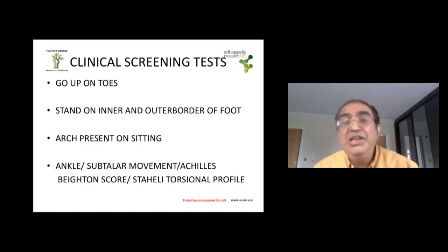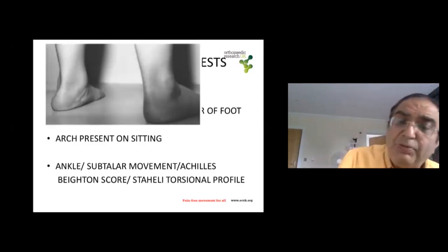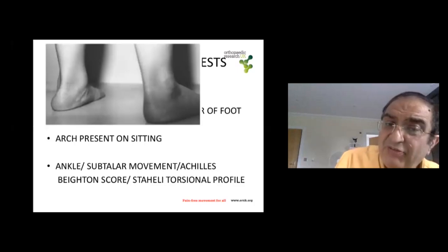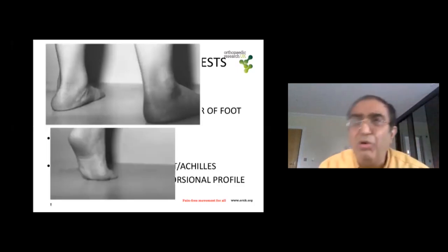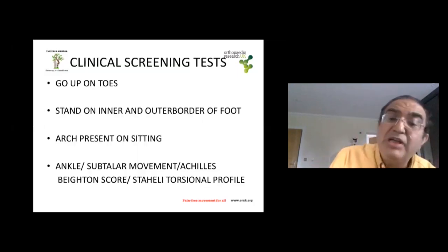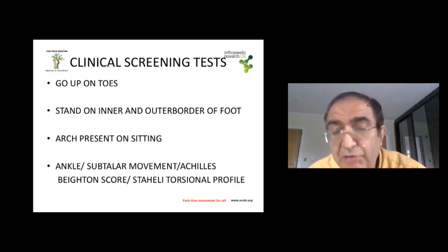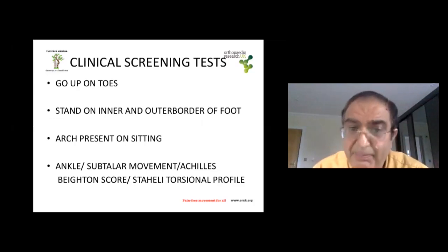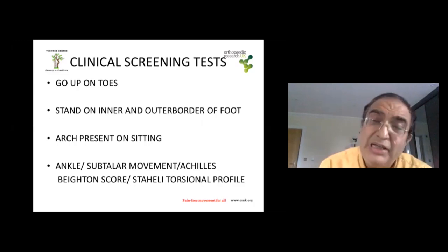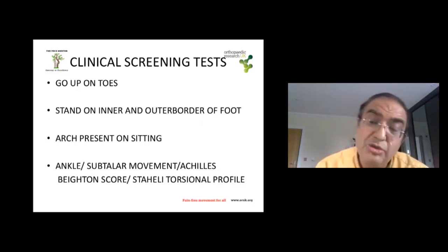So what are the screening tests? You ask the child to go up on the toes. You can see this is the flat foot, but as soon as the child goes up on the toes, the arch comes back and the heel goes into varus. So it is completely correctable. Similarly, you can ask the child to go on the inner and outer border of the foot, which means the subtalar joint is supple. And you can see when the child is sitting down, the arch is present, but when he stands, the arch goes away. That shows it's a flexible foot.